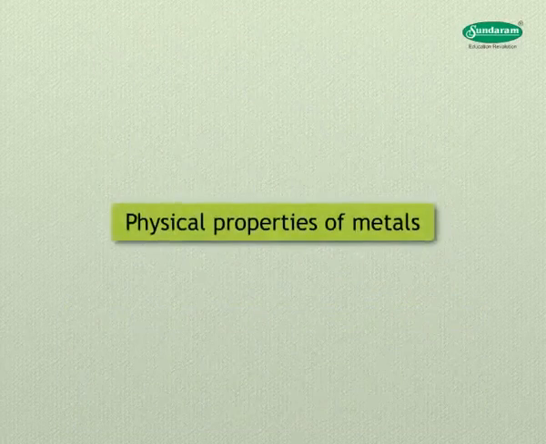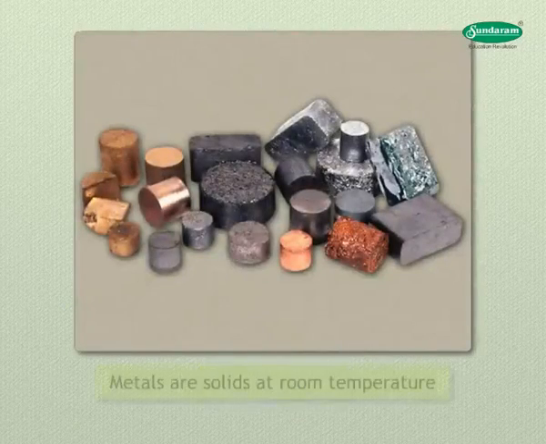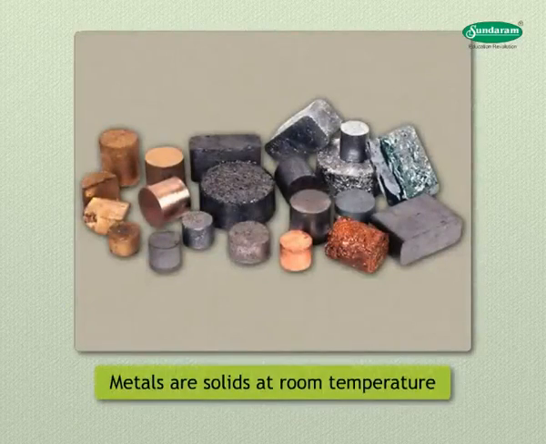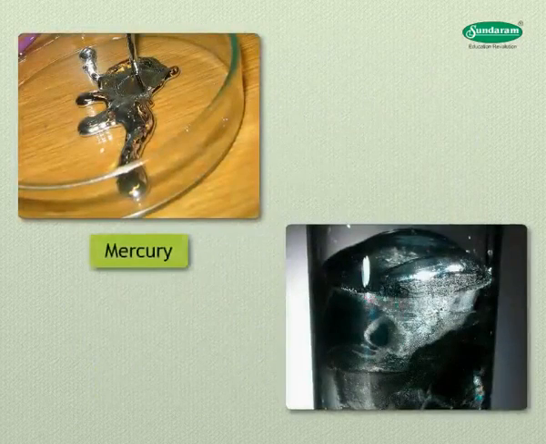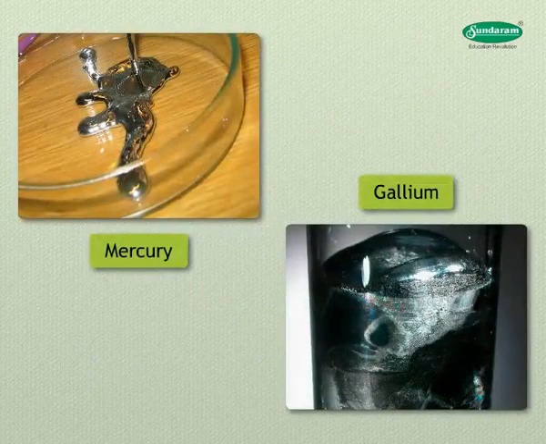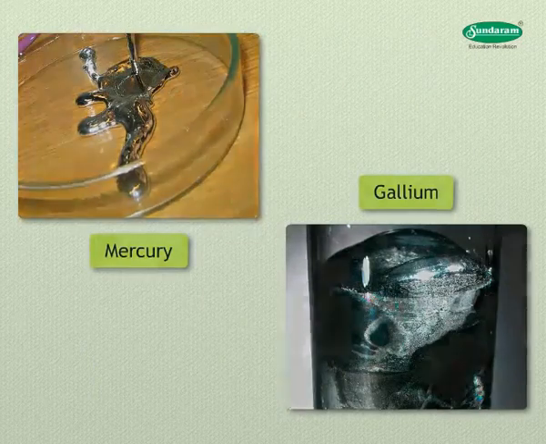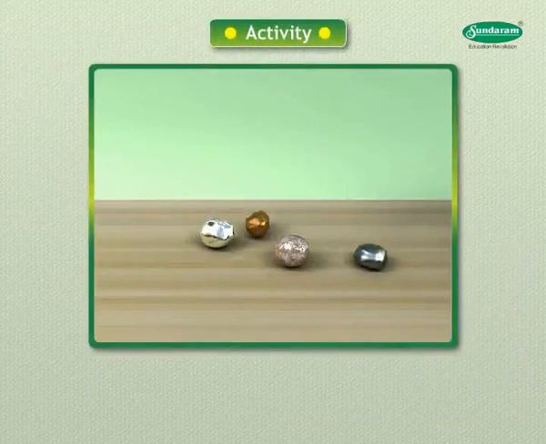Now let us move to the physical properties of metals. Physical state. Metals are solids at room temperature, with exception of mercury and gallium, which are in liquid form at room temperature. Let us perform an activity.